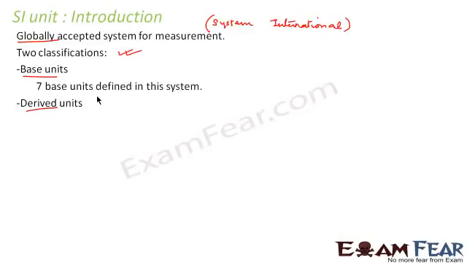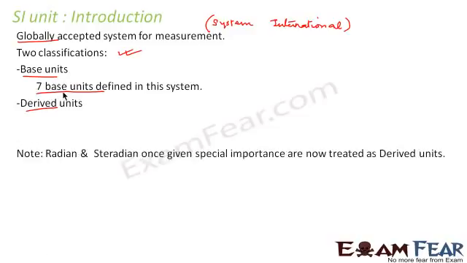In SI, there are 7 base units which are defined. And when we talk of derived units, any other unit other than the 7 base units are all derived units. So all other units except the 7 base units, they are all derived units.